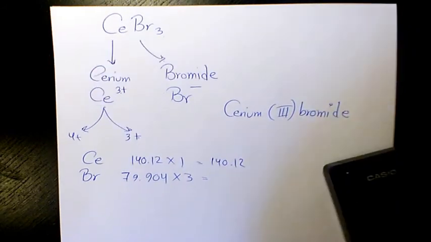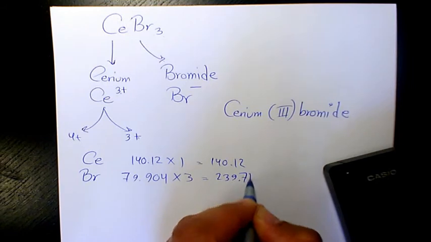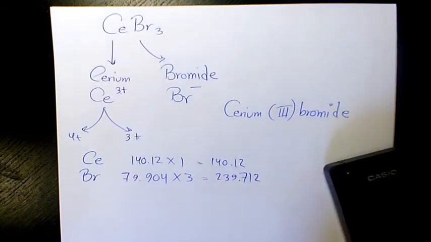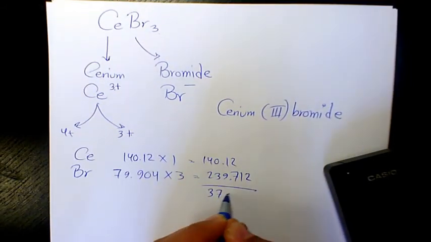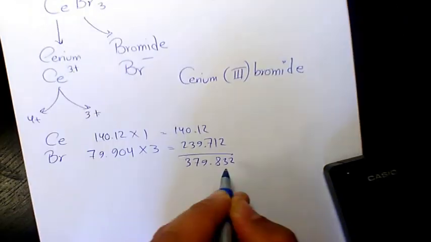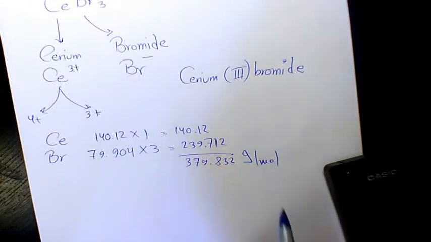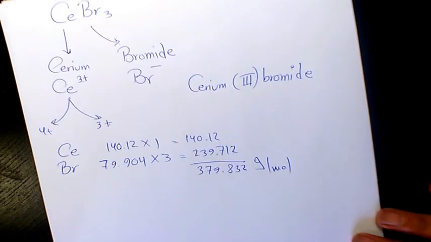It's going to be 239.712. It's going to make it 379.832 grams per mole. So that's the molar mass of cerium bromide.